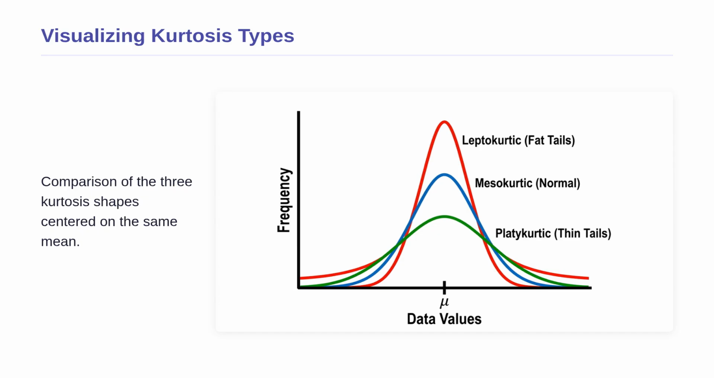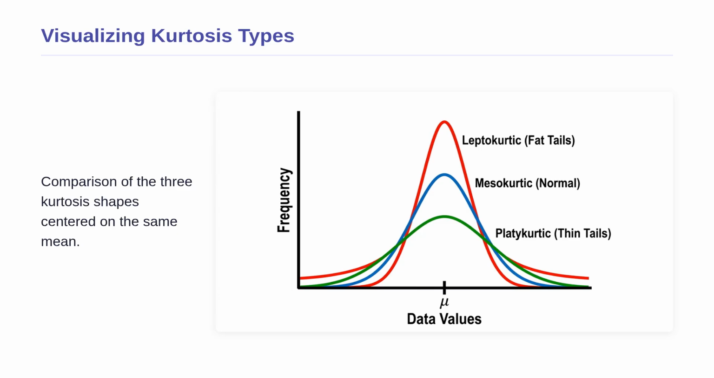To solidify our understanding of these classifications, let us look at them side by side. In this diagram, you are seeing all 3 types of kurtosis centered on the same mean. The horizontal axis represents our data values, and the vertical axis is frequency. Look at the blue curve in the middle. This is our mesokurtic, normal baseline. Now look at the red curve. This is the leptokurtic distribution.